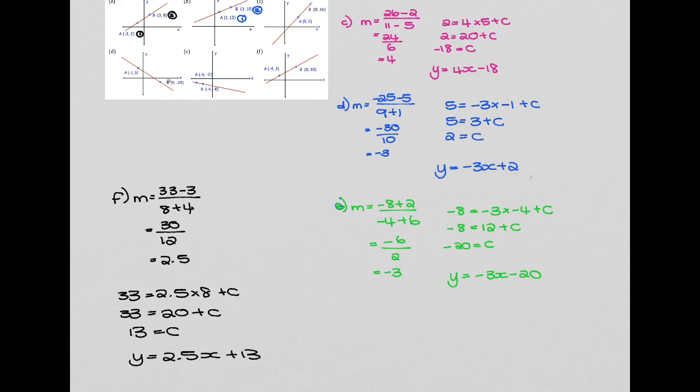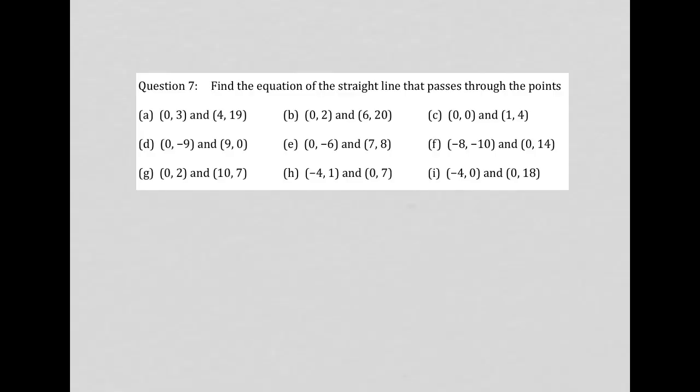Here are your answers for C through to F. Please mark your work. Make sure you've got the gradients correct and substituted correctly to get the same equations as me. You might have used a different coordinate. You should still get the same answers. These questions are exactly the same as the ones on the previous screen. It's just that there's no diagram with it. So you still find the gradient between the 2 points. You still substitute in one of the points into the equation, and you find the equation of the straight line. Nothing has changed.